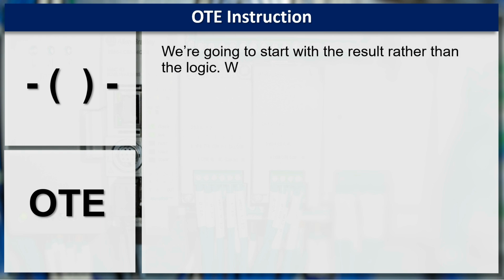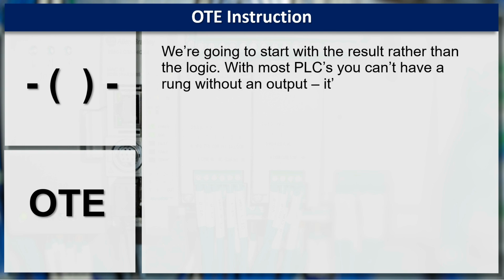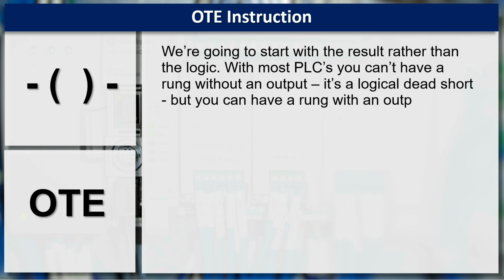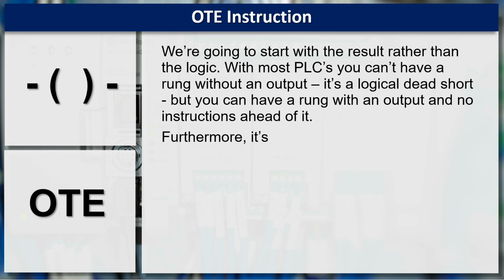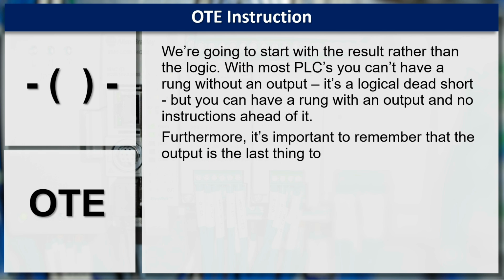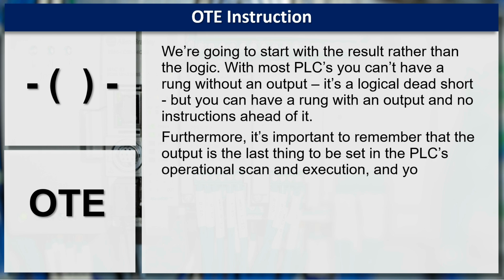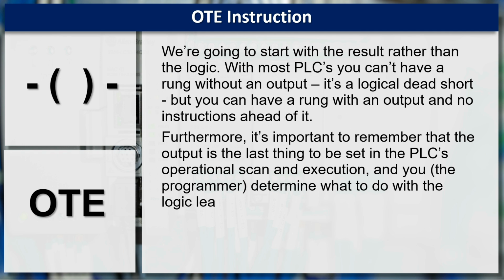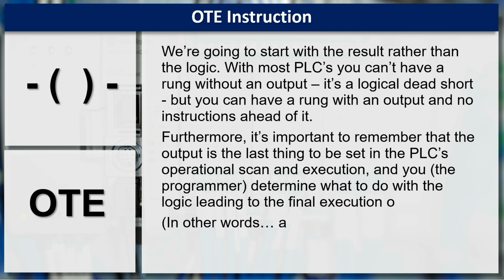With most PLCs, you can't have a rung without an output. It's a logical dead short. But you can have a rung with an output and no instructions ahead of it. Furthermore, it's important to remember that the output is the last thing to be set in the PLC's operational scan and execution. And you, the programmer, determine what to do with the logic leading to the final execution of the logic. In other words, at the end of the rung, what do you want the PLC to do?